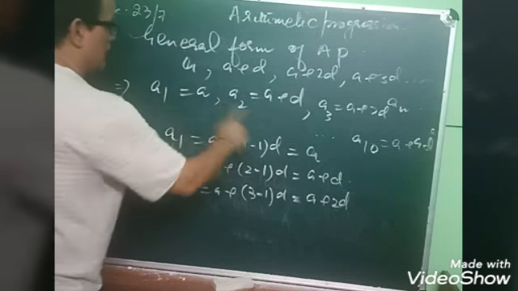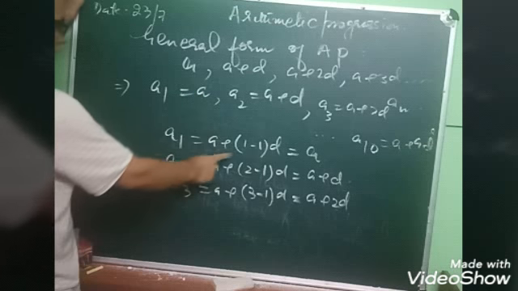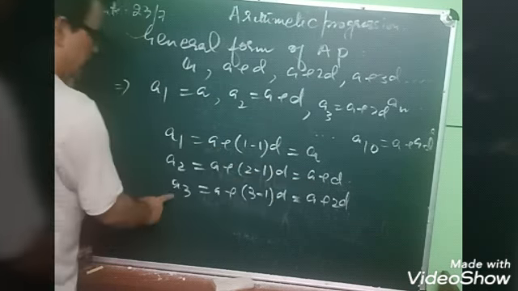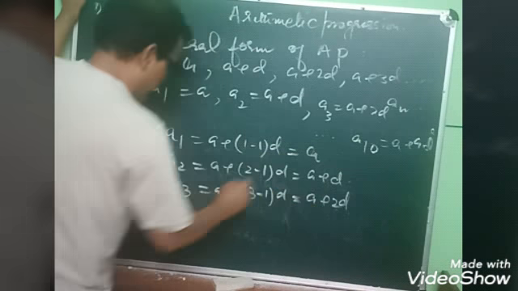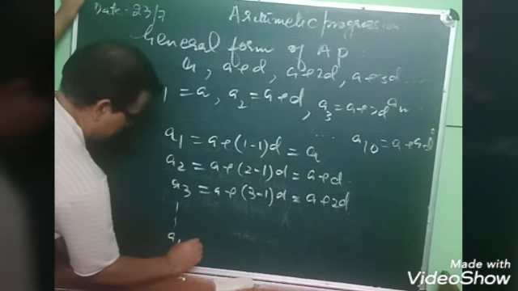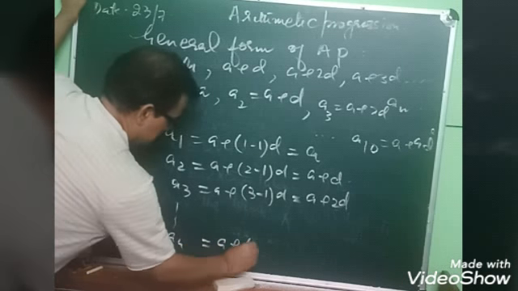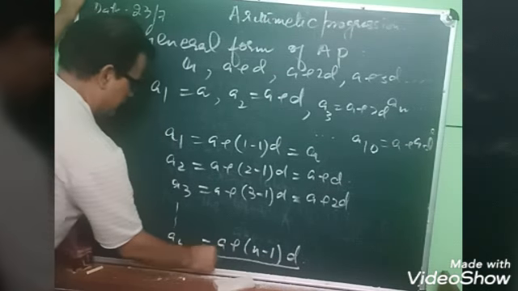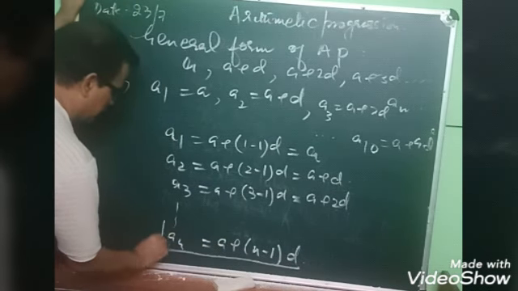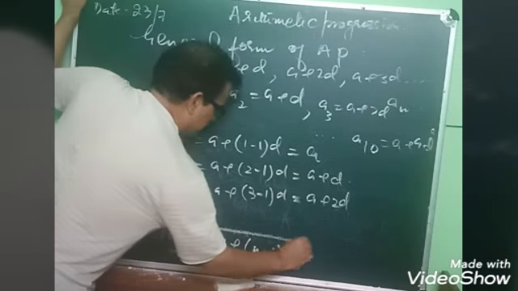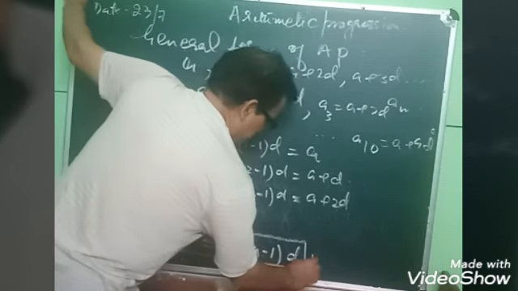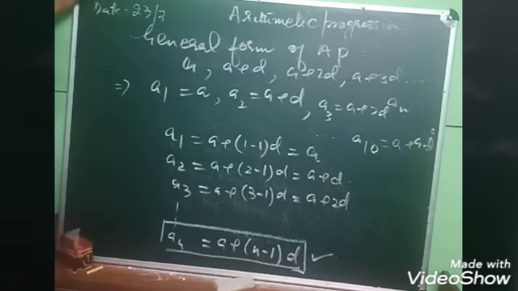So the first term is a. Have a look, the first term is a. a2 is a plus d, a3 is a plus 2d, and so on up to an, we can write a plus n minus 1 into d. So this formula we have to remember for deriving any term in an AP. So an is equal to a plus n minus 1 into d. This is the formula we have to make use of in exercise one.